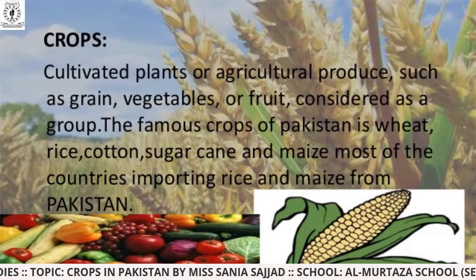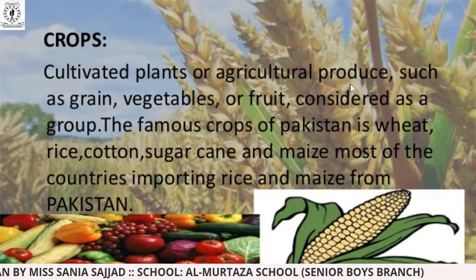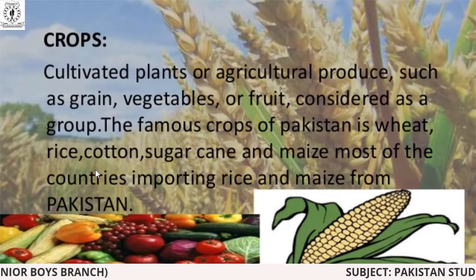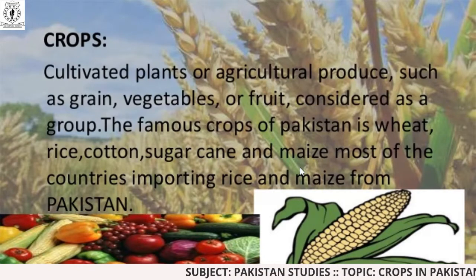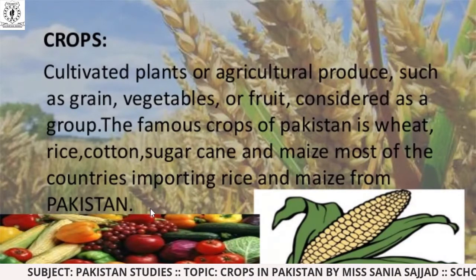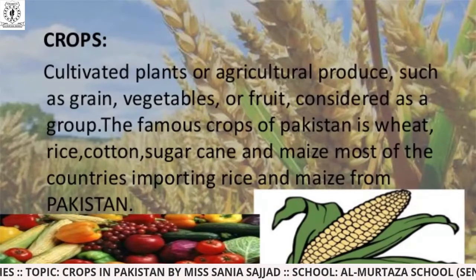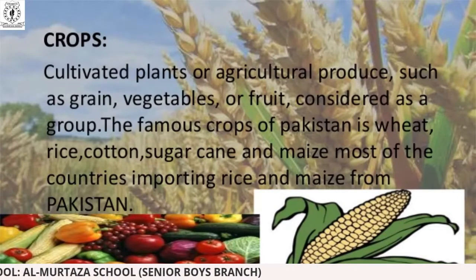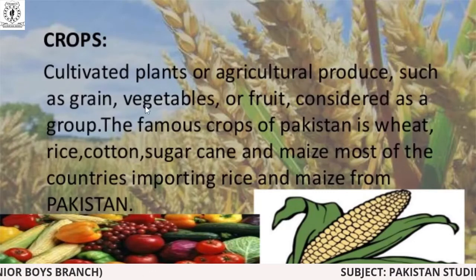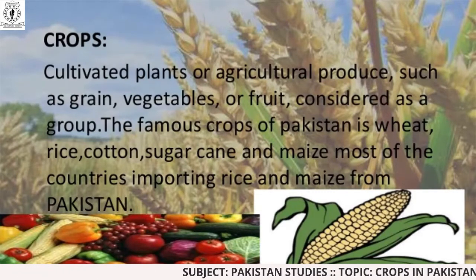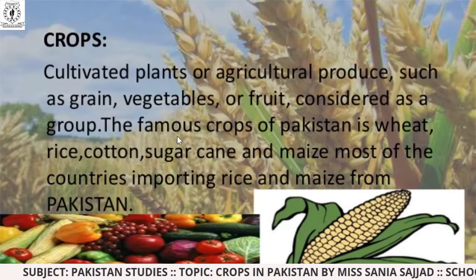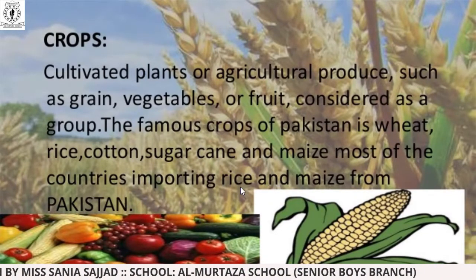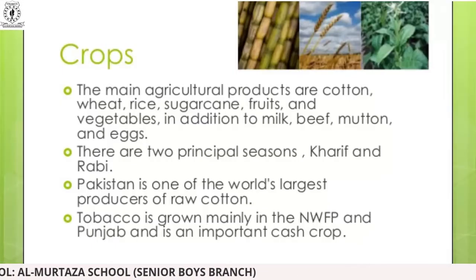Now, coming to the crops: cultivated plants or agricultural produce such as grains, vegetables, or fruits considered as a group. The famous crops of Pakistan are wheat, rice, cotton, sugarcane, and maize. Most countries import rice and maize from Pakistan. So when we talk about crops, it means that we are cultivating crops from plants. And yes, crops are basically divided into categories. One is known as vegetables, and the other one is known as fruits. There are multiple fruits and vegetables grown in Pakistan. Now, the famous crops of Pakistan are wheat, rice, cotton, sugarcane, and maize. And yes, maize and rice are also imported from different countries to Pakistan.